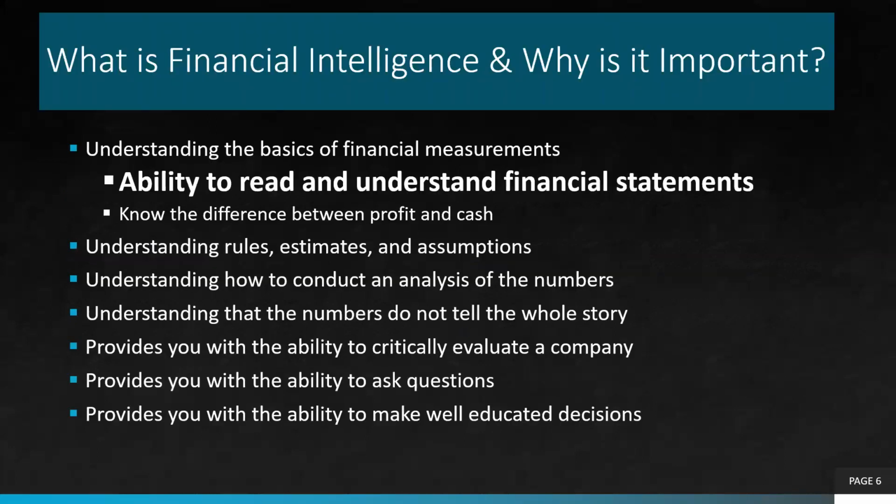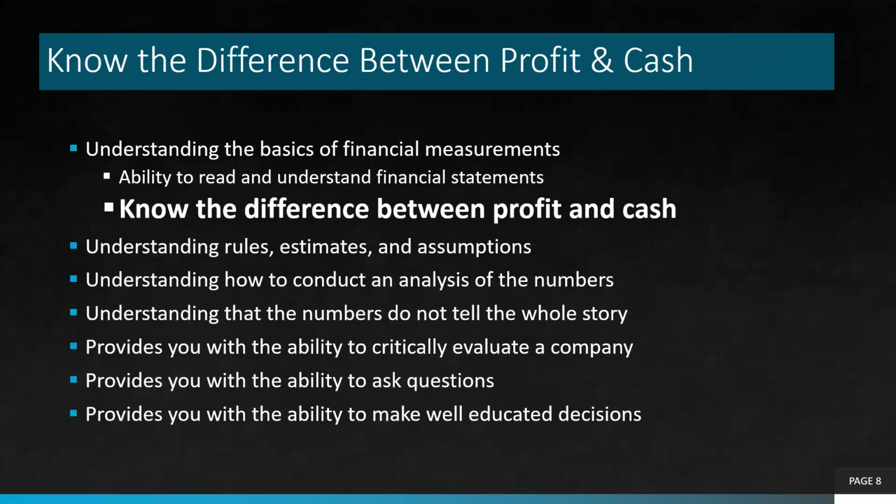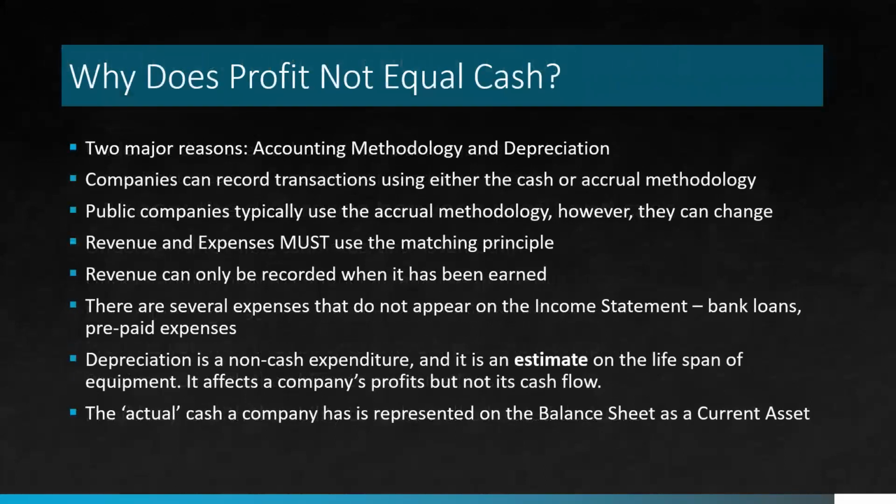So why is financial intelligence so important? We went through all of the things that financial intelligence will arm you with. And first, we're going to cover the ability to read and understand financial statements. There are three major financial statements for a company: the income statement, the balance sheet, and the cash flow statement. What financial intelligence also arms you with is to know and understand the difference between profit and cash.